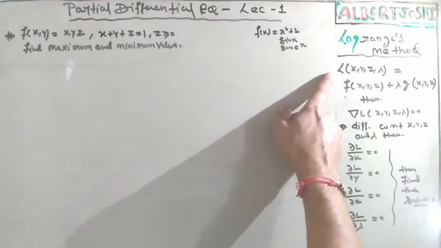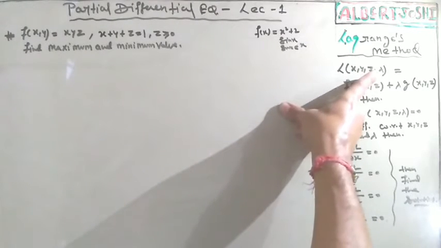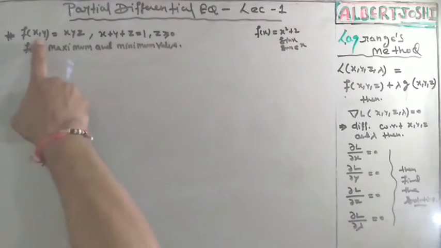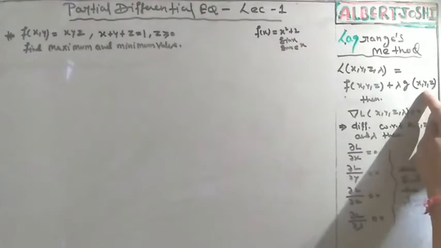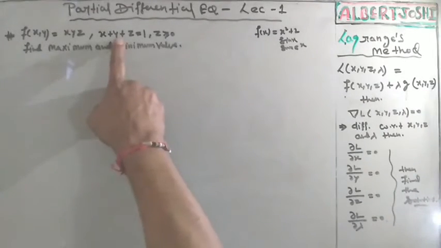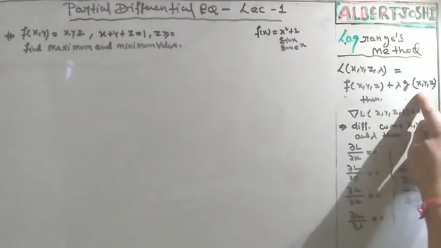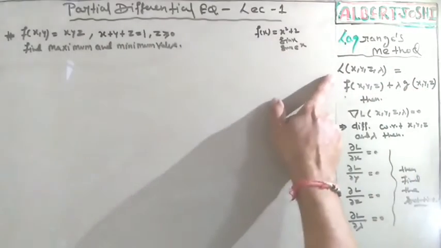In Lagrange's method, we write L of x, y, z, lambda. So there are a total of 4 variables. Lambda is a scalar, and L is equal to f of x, y, z, which he has given you, plus lambda, the scalar value, times g of x, y, z. This is the function and this is the constant. You put both values here, that is L.